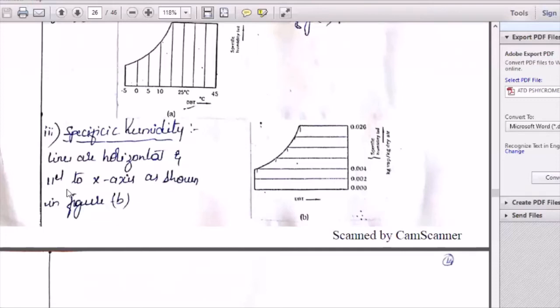In some of the books, it ends up at 0.030. This is a third psychrometric property that can be identified in the psychrometric chart.